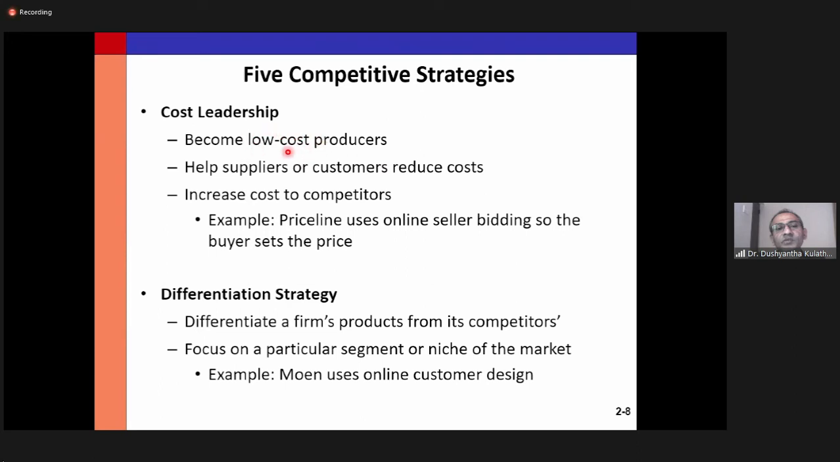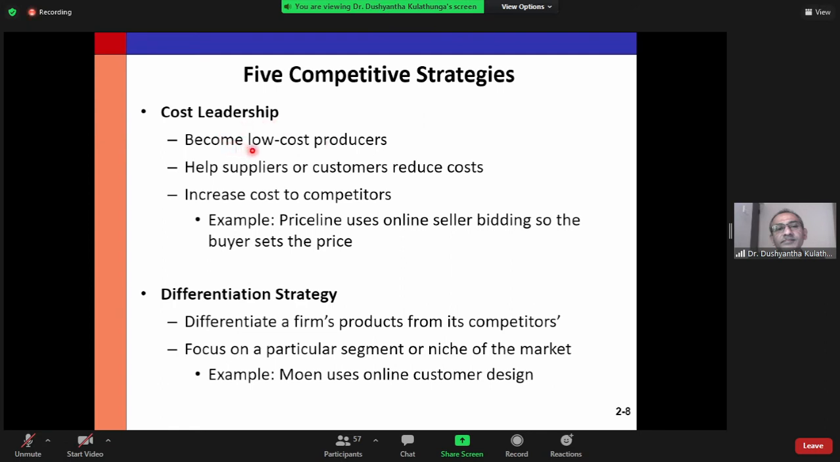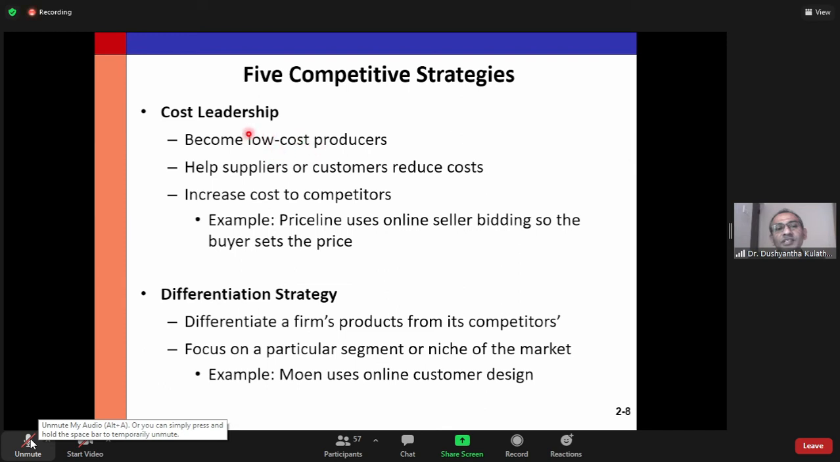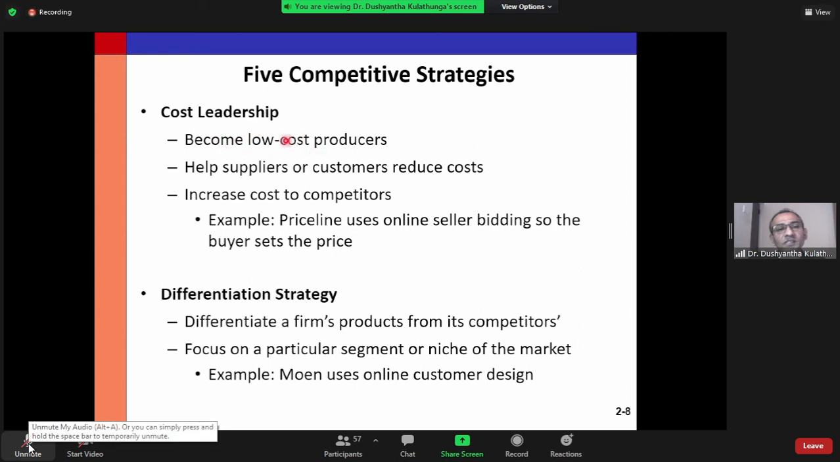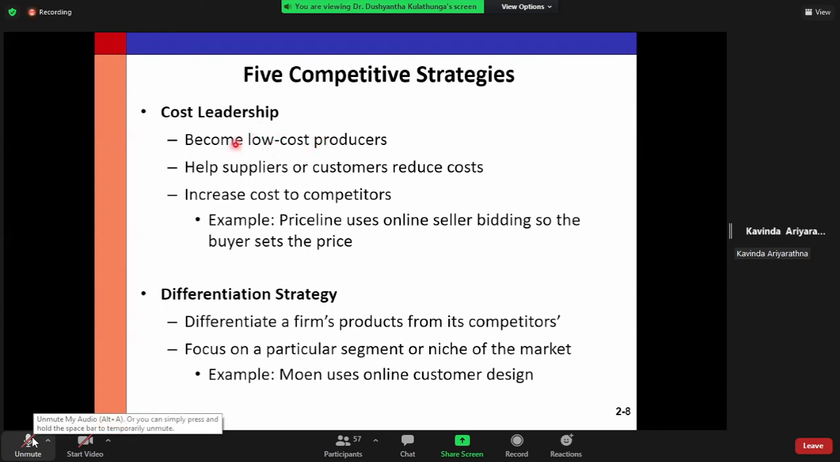Now here, how can you reduce your cost of operations? In order to become a low-cost producer, you basically need to improve on your costs, or you have to decrease the cost of operations. How can you do it? So, with a practical example, how do you reduce cost of operations?